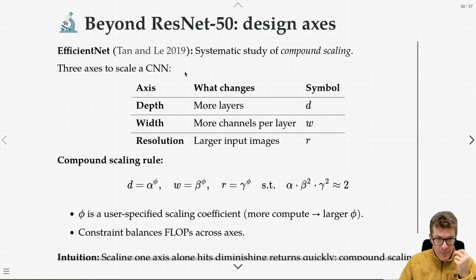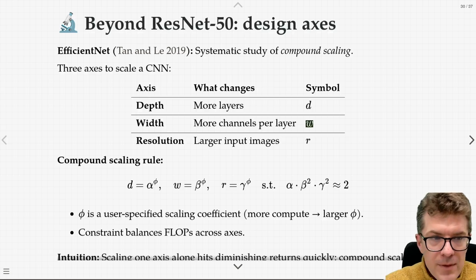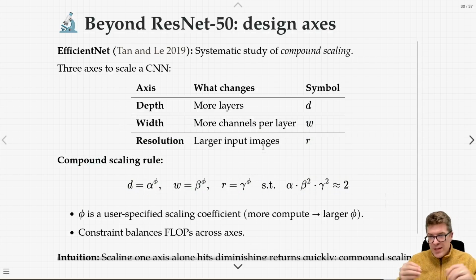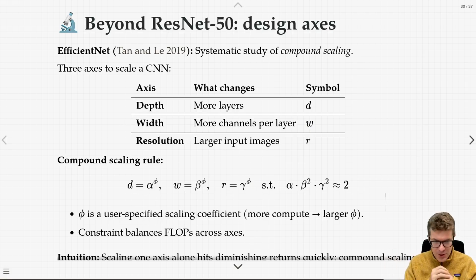So they looked at different ways you can scale a CNN. We looked at depth, D, and width, in terms of the number of channels you have per layer. Remember you had the idea of width in CNNs. We have resolution, so if you change the size of inputs from 32 by 32 to something much larger. And then you have all of these compound scaling rules.